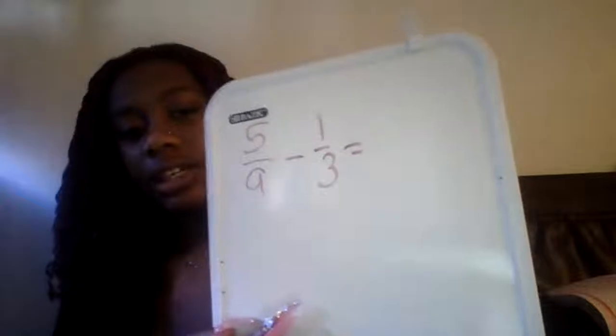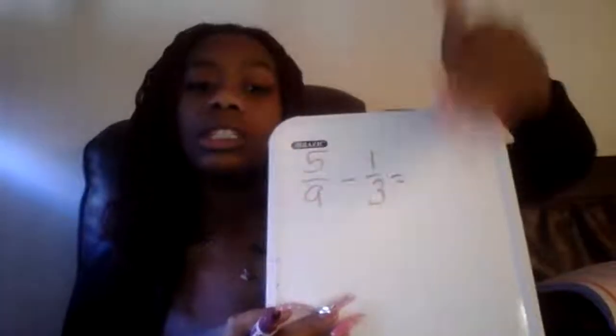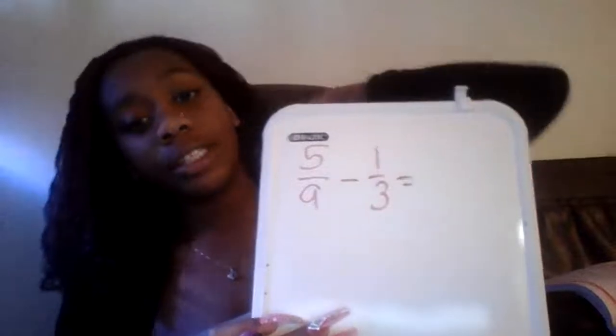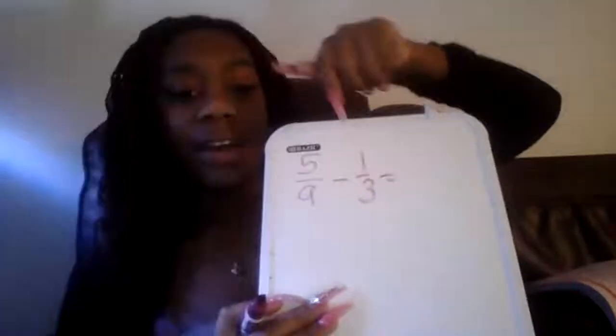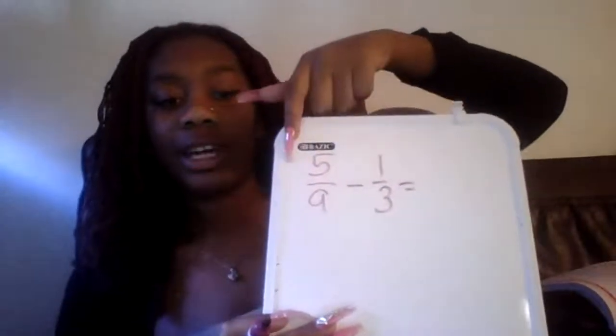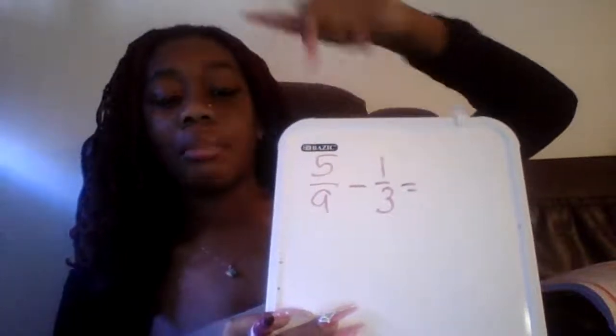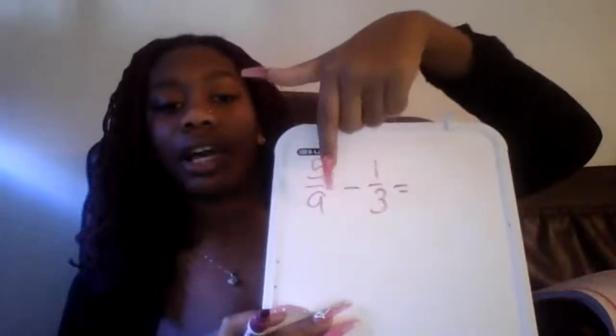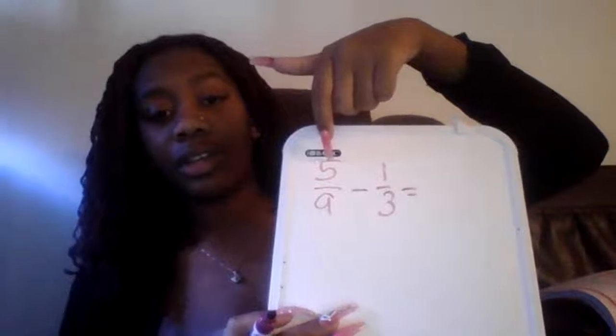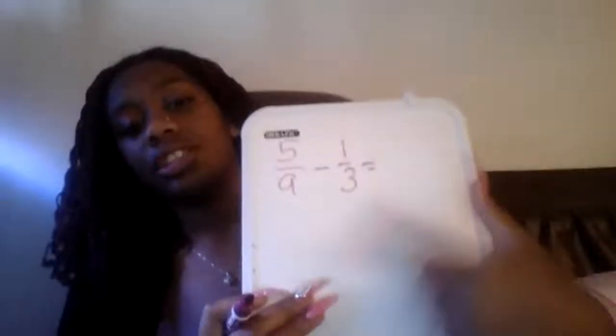Now I'm going to do 5 over 9 minus 1/3. Step 1, find the common denominator. So either I would have to turn this 3 into a 9 or this 9 into a 3. But I can't turn the 9 into a 3 because 5 is not divisible by 3. So I'm going to have to turn the 3 into a 9.